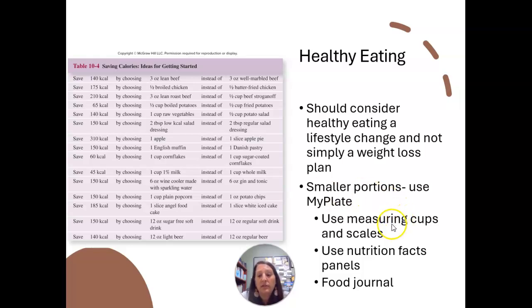Individuals who are looking to lose weight should use measuring cups and scales, at least to start. It is very easy to think that you're getting the appropriate serving size when you might be getting double. And then again, use nutrition facts panels, but just be aware that these are built based on a 2,000 calorie diet. So it's important to remember that. And food journaling has been shown to really help people. Monitoring what you're eating helps you to realize how many calories you're consuming in a day. So tracking helps.